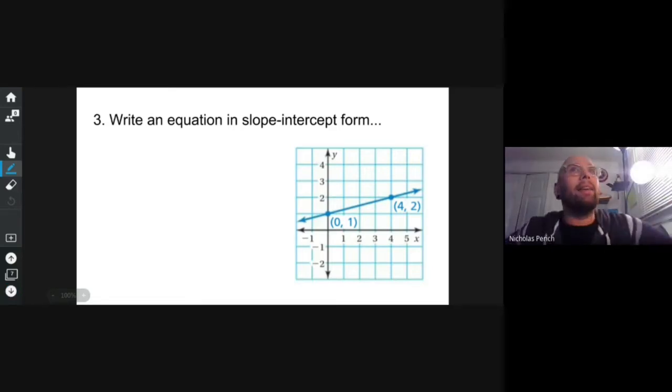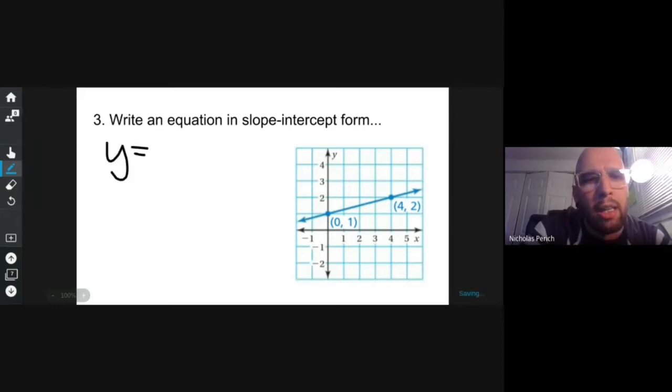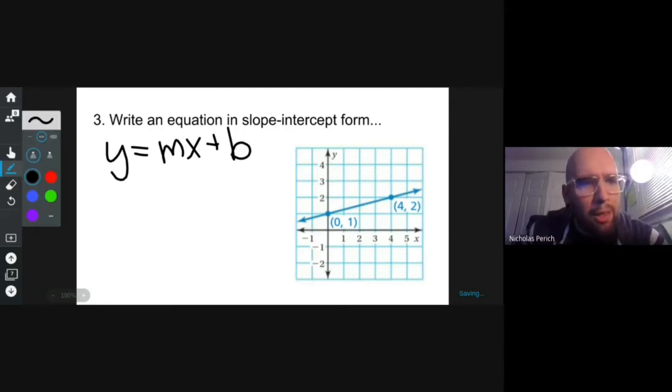Write an equation in slope-intercept form. Where did my words go? I guess I can't do it. No, I don't need those words on the left to help me know what to do. I already know what to do. I've done 3 of these already. So what I'm going to do is write out my slope-intercept form. Y equals mx plus b.